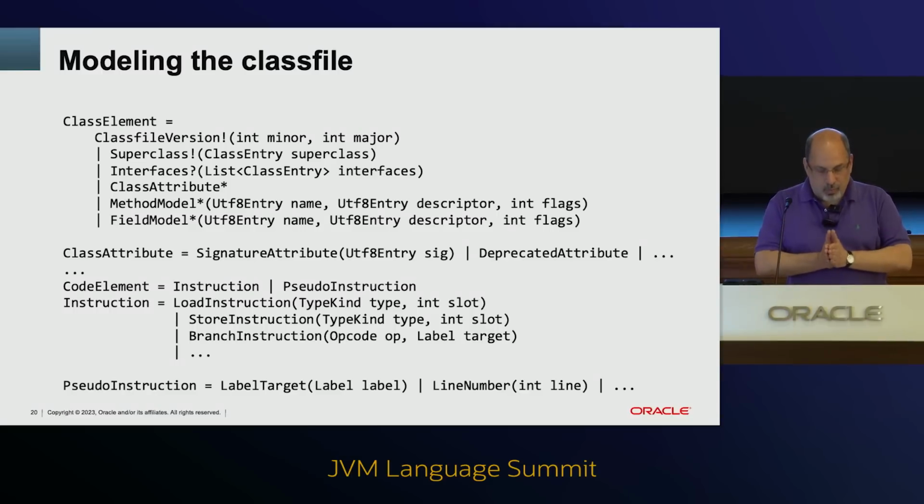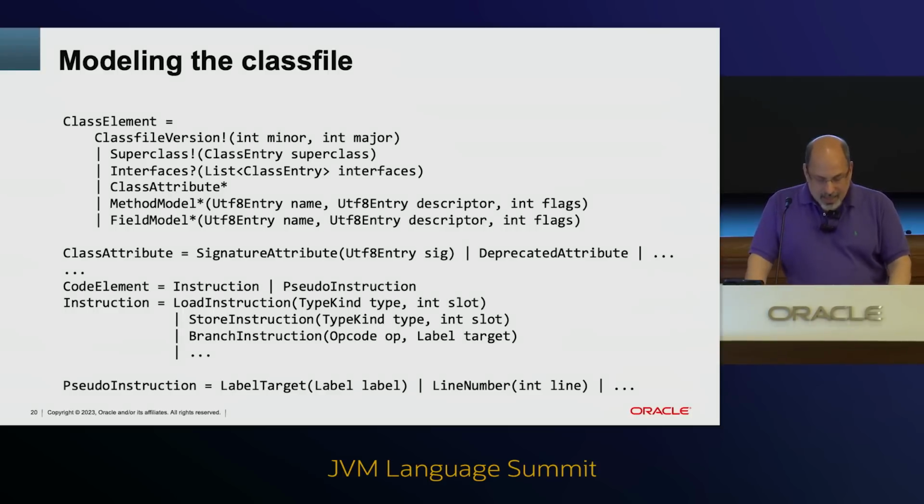So what's in a class? What are the elements of a class? Well, there's a version, there's a superclass, there's a list of interfaces, there are 0 or more attributes, there are 0 or more methods, and there are 0 or more fields. So the model talks about arity with the exclamation marks and the stars and the question marks. It talks about data properties of each of those things. It talks about choices, that these are the elements of a class and nothing else.